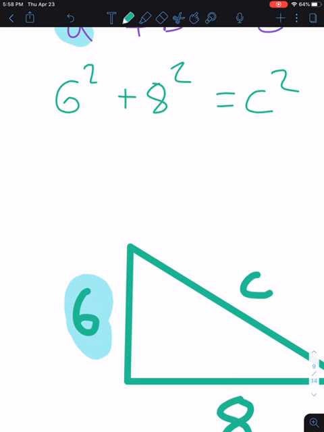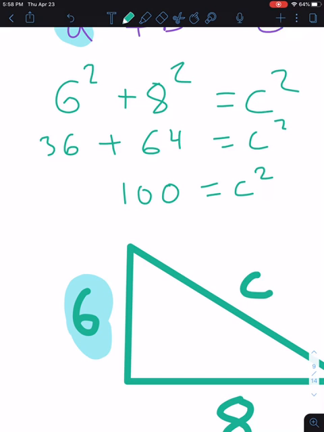So we understand 6 squared is 36, and 8 squared, 8 times 8, is 64. All right, somebody tell me, what is 36 plus 64 going to be? Oh my gosh, you totally got it right. It's 100. 36 plus 64 is 100. Now, what number squared equals 100?